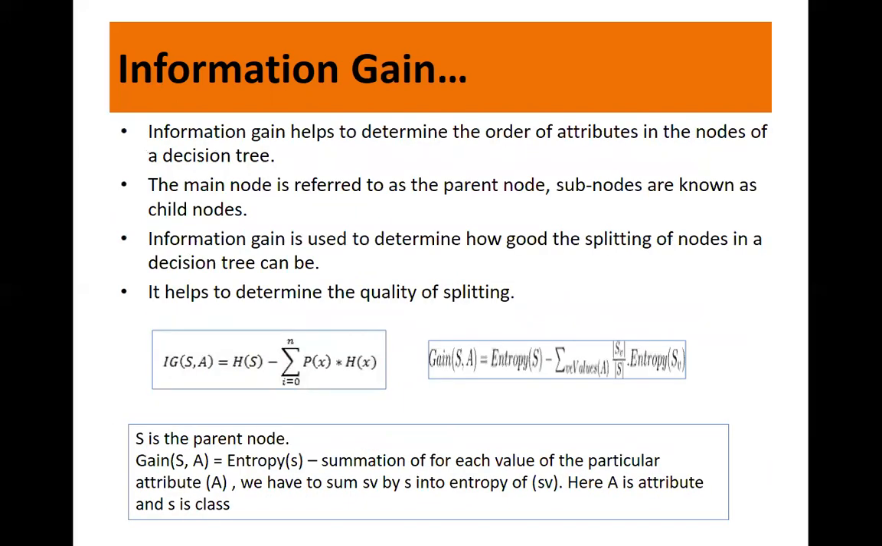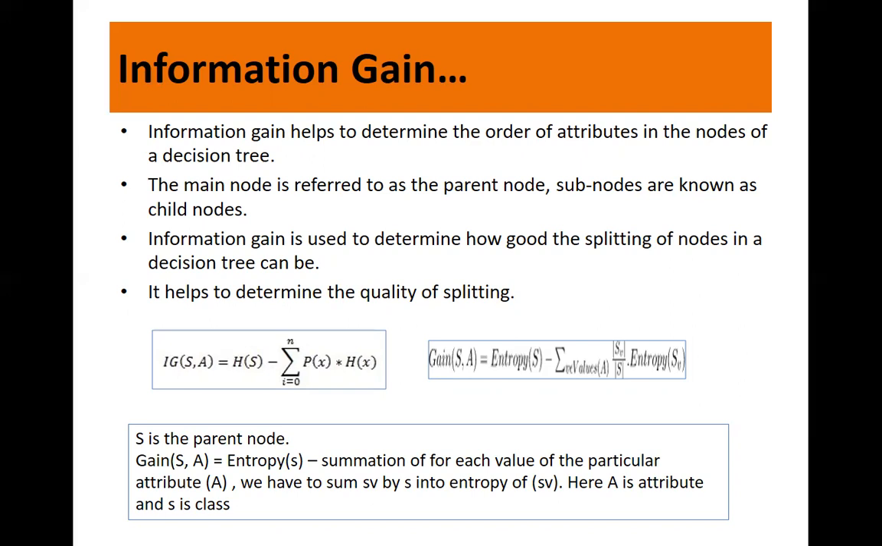Information gain helps to determine the order of attributes in the nodes of the decision tree, like which attribute should be used for the root node, and then which attribute should be used for the sub-root nodes, and so on. The main node is referred to as a parent node, there is a root node, whereas the sub-nodes are known as the child nodes.